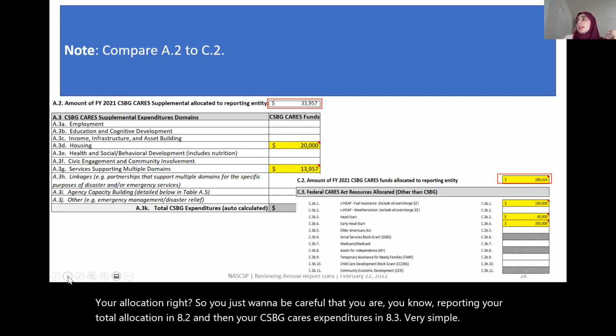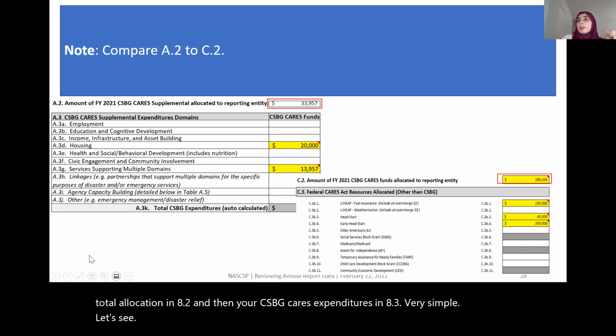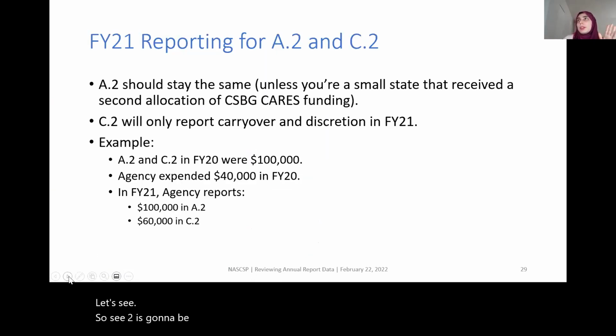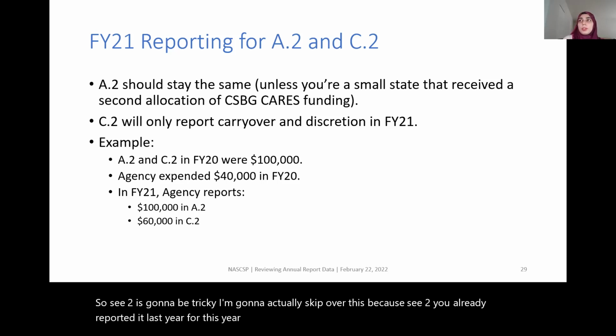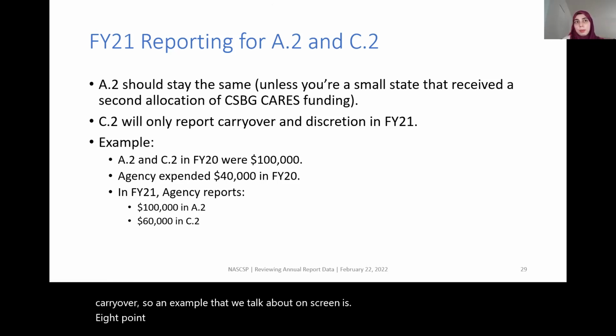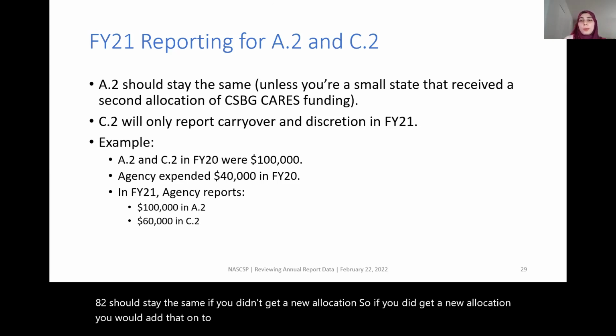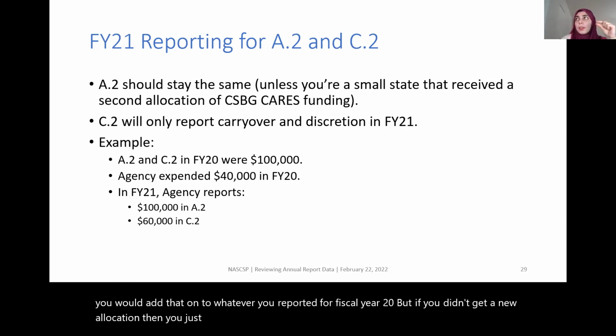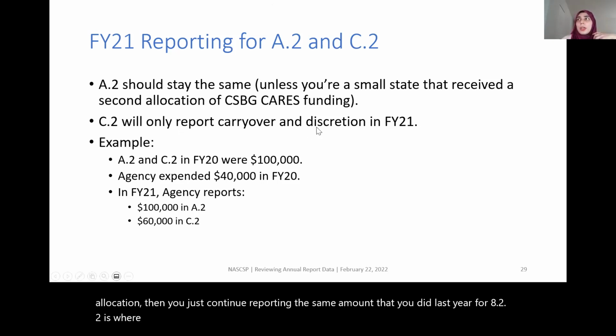Let's see. So C.2 is going to be tricky. I'm going to actually skip over this because C.2, you already reported it last year. For this year, the only difference for C.2 is that you're reporting your carryover. So an example that we talk about on screen is, 8.2 should stay the same if you didn't get a new allocation. If you did get a new allocation, you would add that on to whatever you reported for fiscal year 20. But if you didn't get a new allocation, then you just continue reporting the same amount that you did last year for 8.2. C.2 is where you report your carryover and discretion.